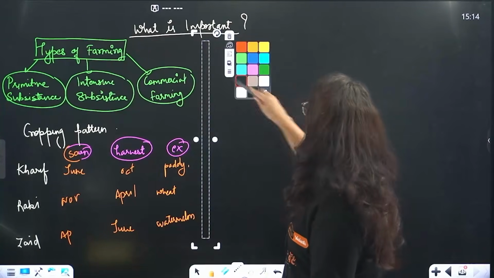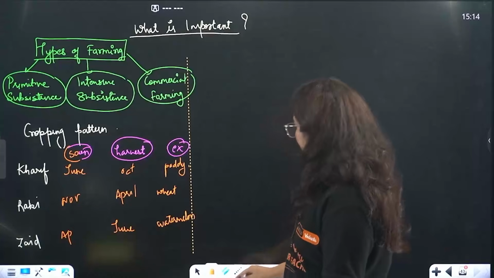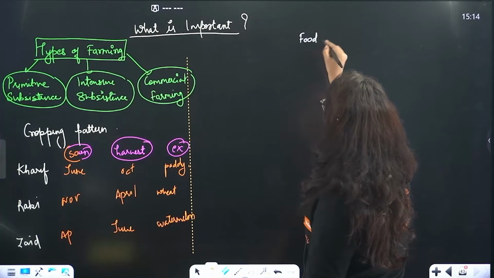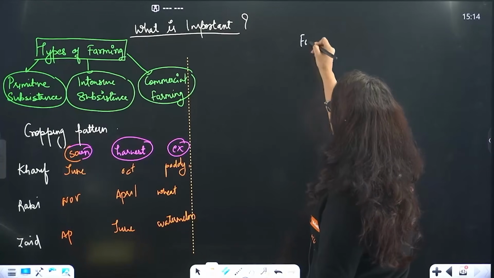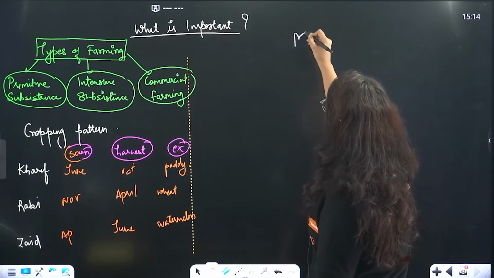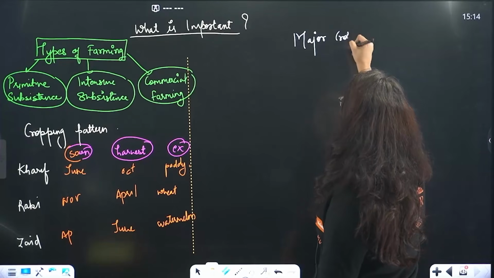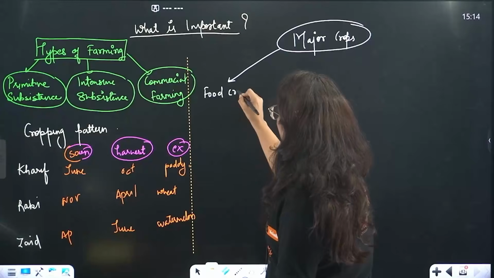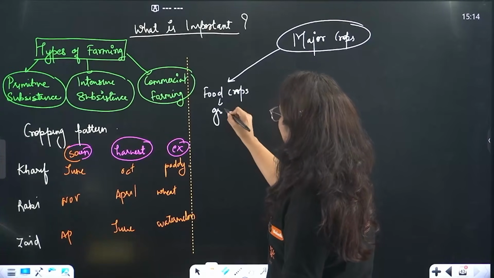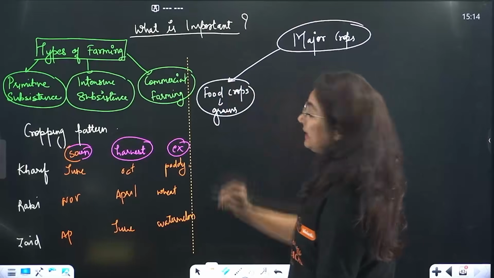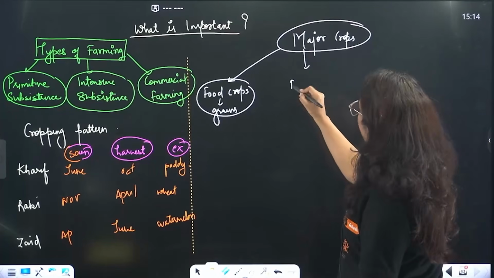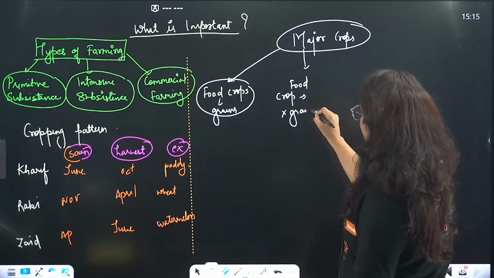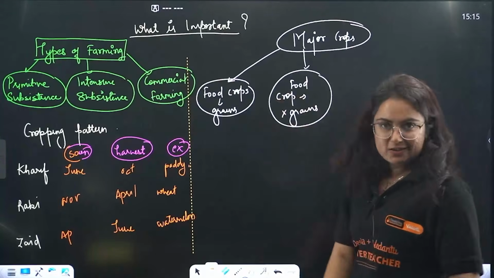But after that we moved to some more topics like the food grains. What we studied was, beta, the food crops. Let's give the heading: major crops. We categorize the major crops as food crops that are basically grains. The next was food crops, but that are not grains. That are what, my dear students? Not grains. This is what we studied.